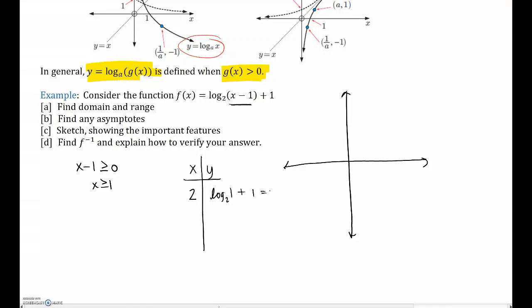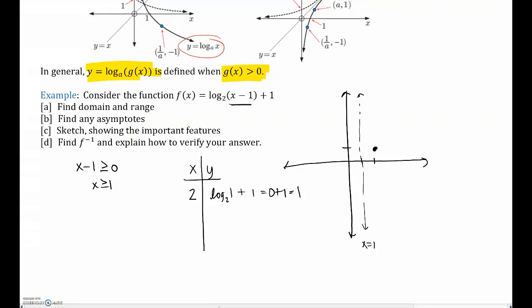So this is going to be 0 plus 1. So one of the points on the graph is going to be the point (2, 1). That's super nice. You've already figured out that x has to be greater than 1, so there's your asymptote, right, that x has to be greater than 1.